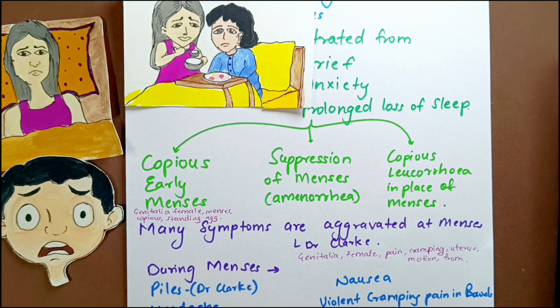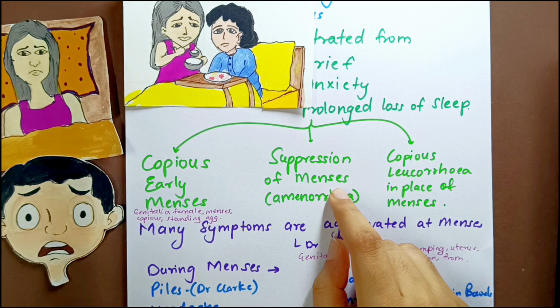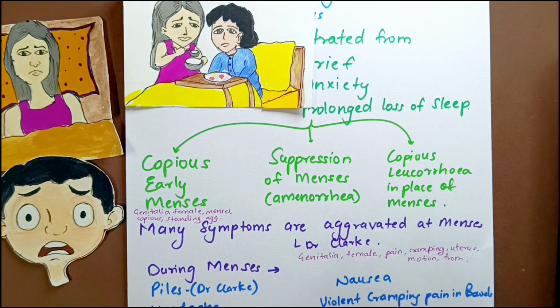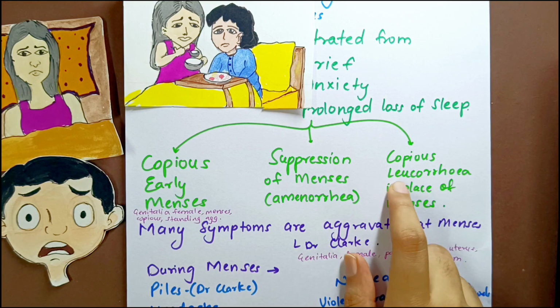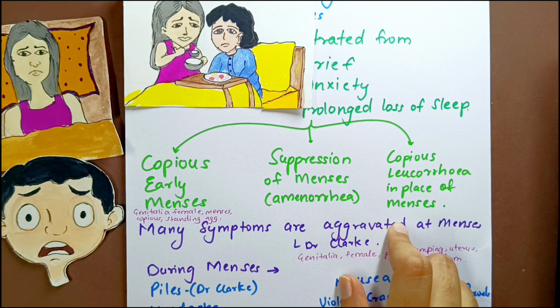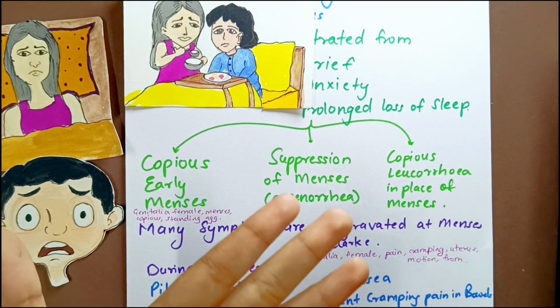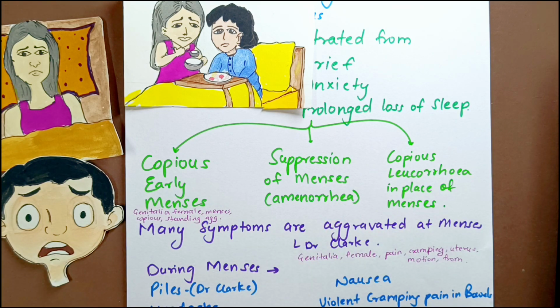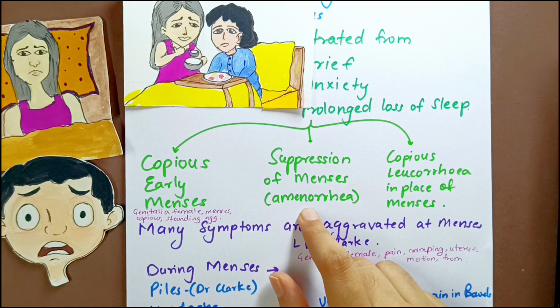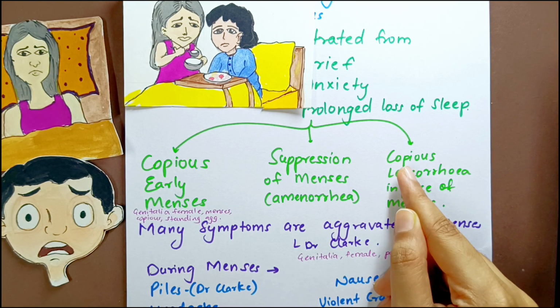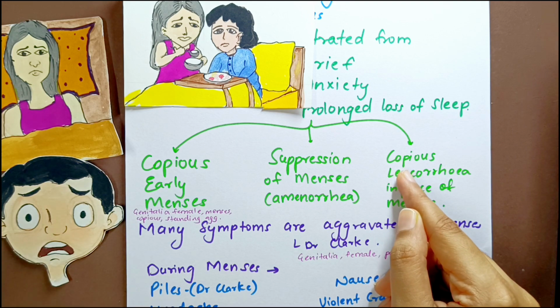Otherwise there will be no menses, so suppression of menses, which is also called clinically as amenorrhea. Okay, so amenorrhea can happen, no menses. Suppression of menses can happen, or copious leukorrhea in place of menses can also happen. Okay, so copious early menses, so menses are there but they will come earlier and there will be a lot of profuse flow, or they might not come at all, or they might not come but in their place there will be leukorrhea, and that too profuse, a lot of leukorrhea, copious leukorrhea.